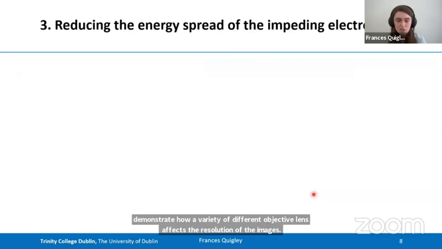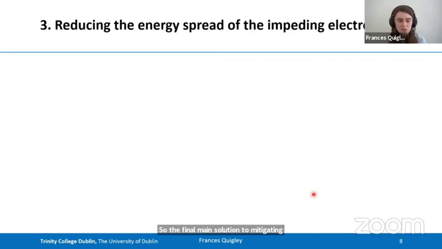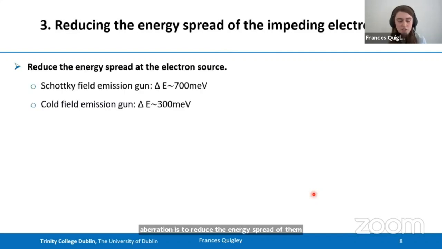So the final main solution to mitigating chromatic aberration is to reduce the energy spread of the impeding electrons. This can be achieved by reducing the energy spread at the electron source, for example, replacing your Schottky field emission gun with a cold field emission gun.